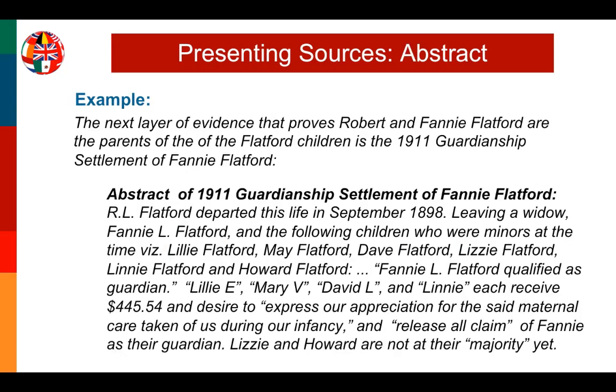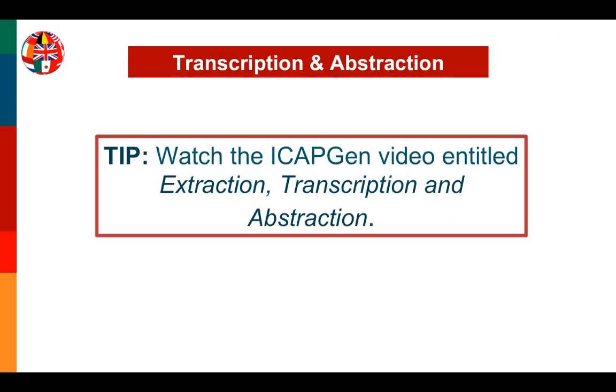on the marker. Use an abstract of key documents when a transcription is too lengthy to include in the report. This example shows one layer of evidence from a proof that helps establish the identity of the children of Robert and Fanny Flatford. The guardianship settlement was a very lengthy document, so this abstract was used to present the information and the evidence found in this source. Notice that the abstract also includes exact quotes or extracts from the original document. Watch the ICAPGen video entitled Extraction, Transcription, and Abstraction to learn more specific details and techniques.